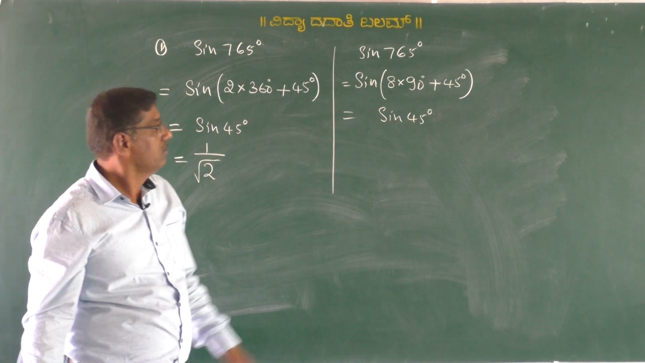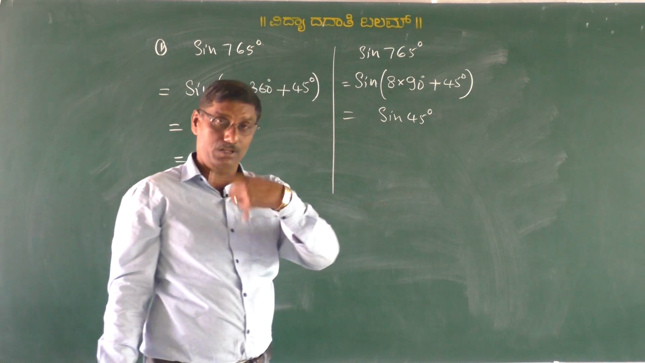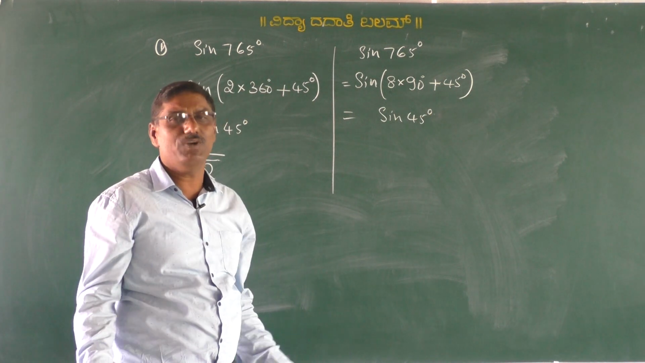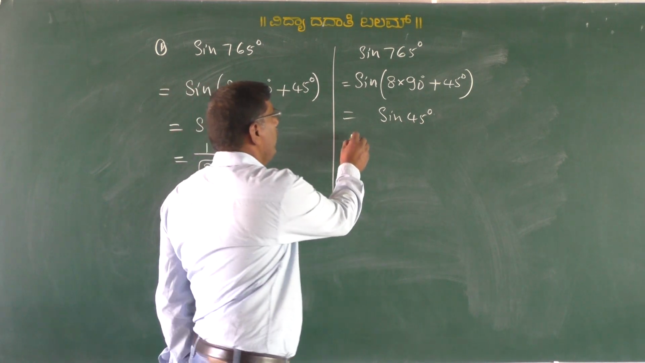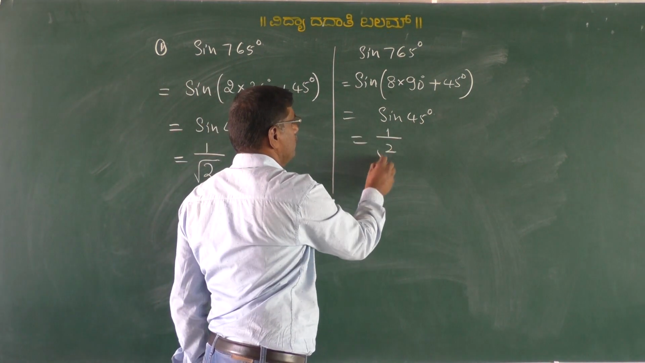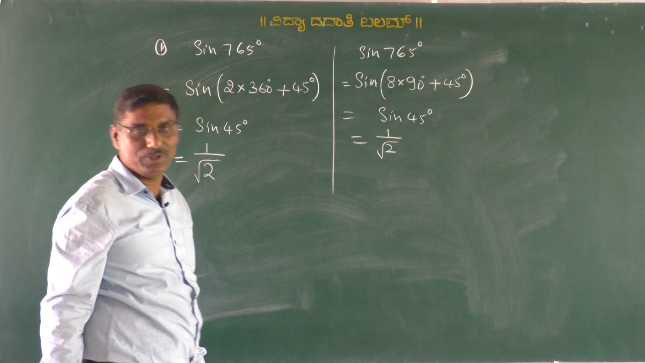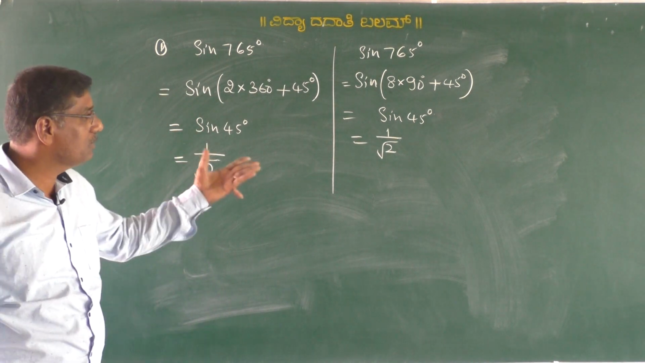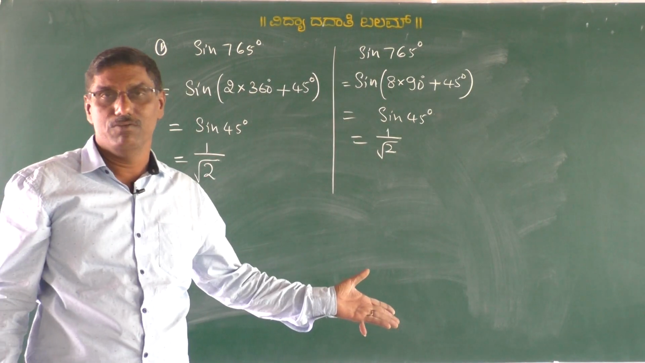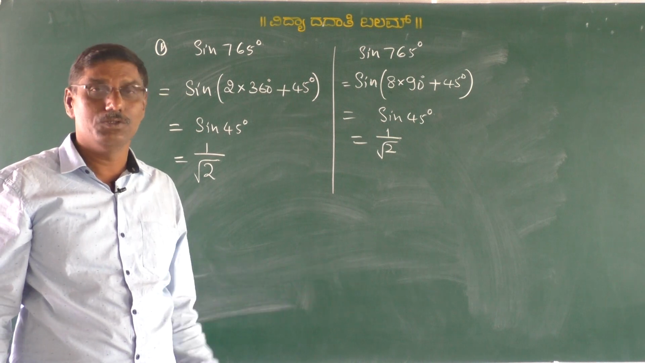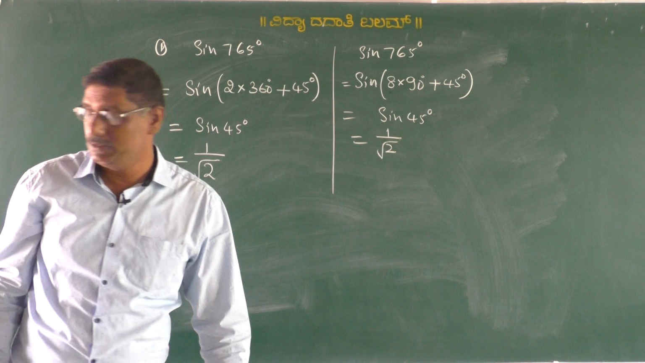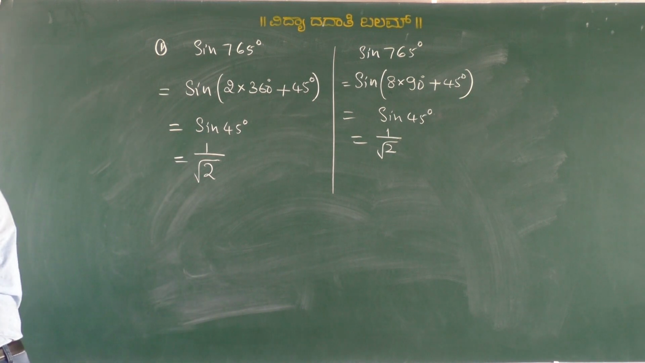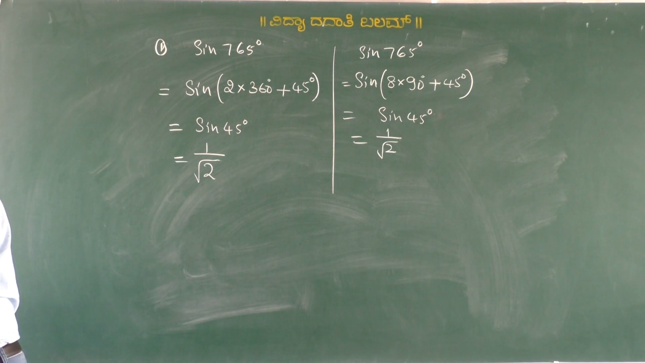For sine, this angle becomes in first quadrant. In first quadrant, all are positive, no doubt. Then the value is 1 by root 2. That is what we have to keep in our mind. Are you understood, all of you? This is the method we are going to use to find out the values. Are you understood, all of you? Yes. From this, we are going to do another one, my dear students.